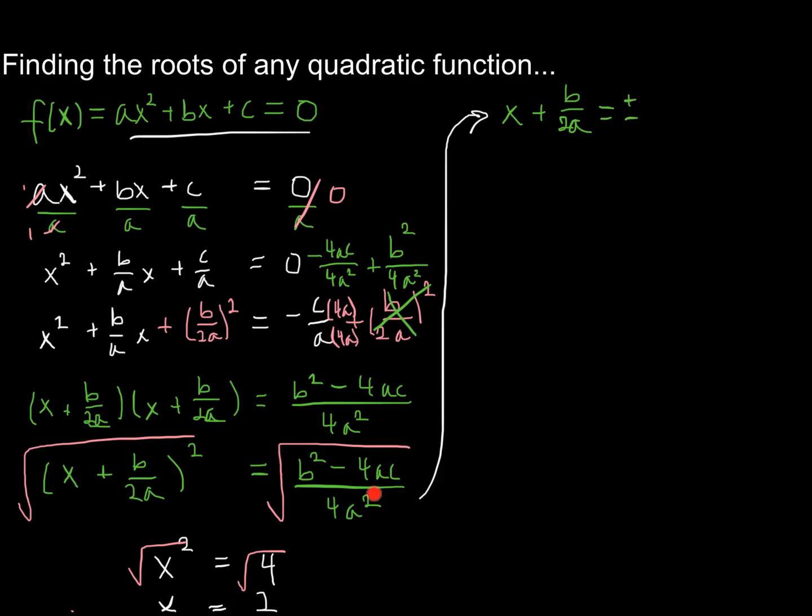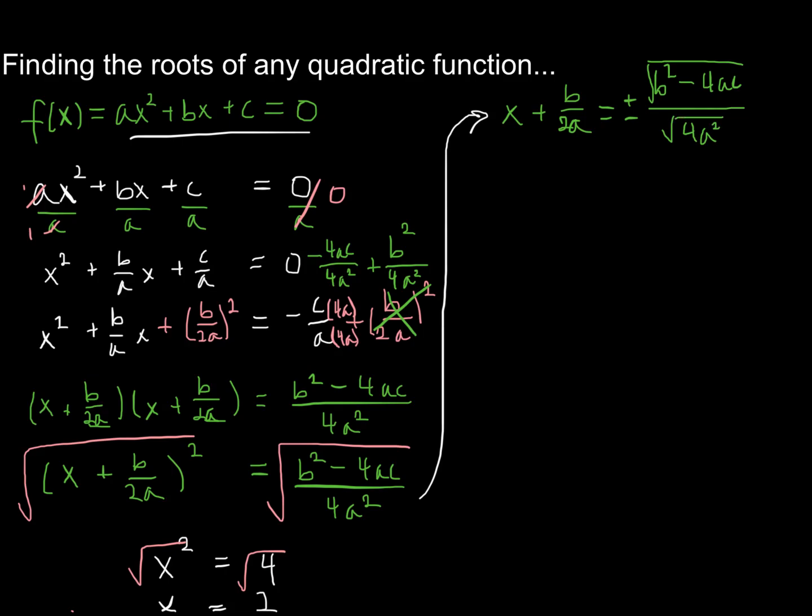And when we're square rooting a fraction, we can square root the numerator and the denominator separately. So let's square root the top. B squared minus 4ac. And let's square root the denominator. The square root of 4a squared.